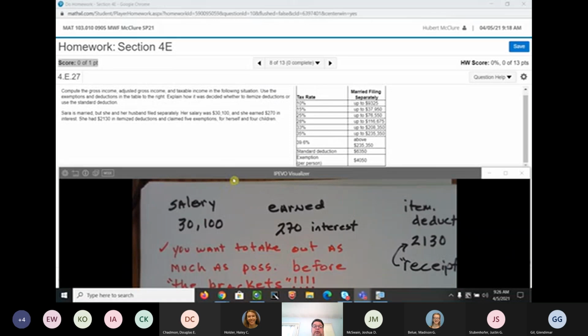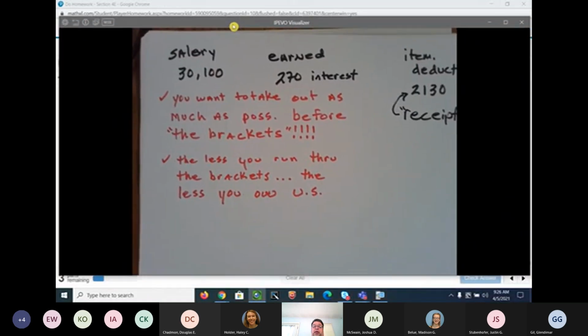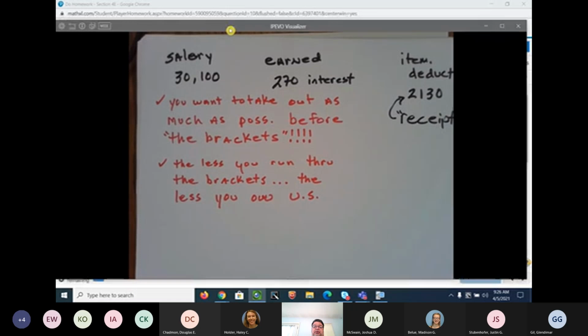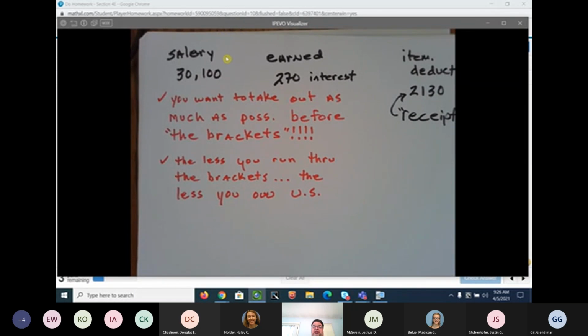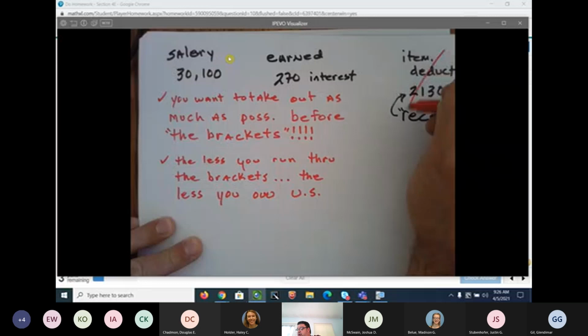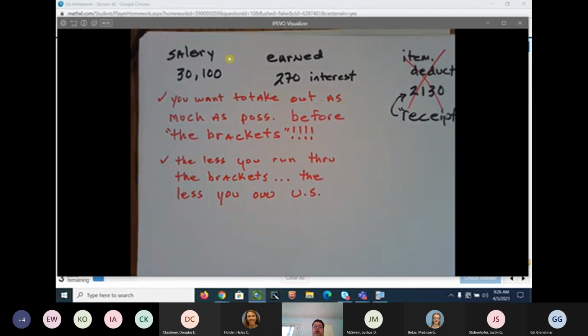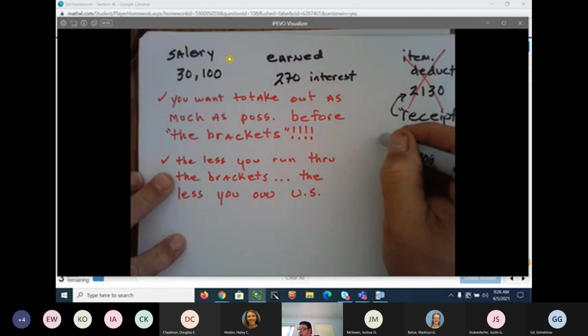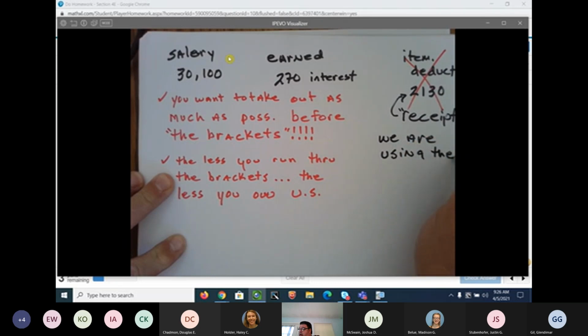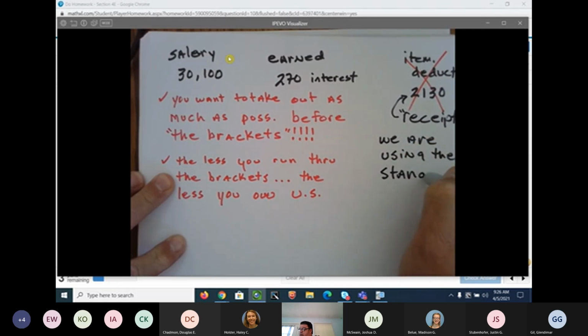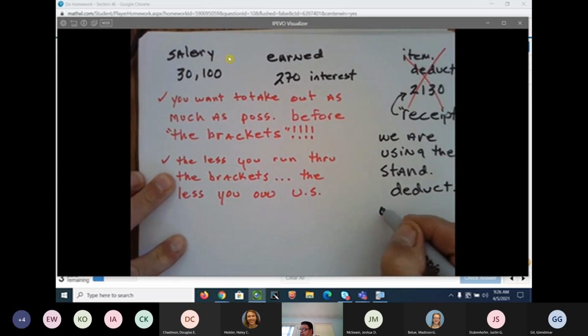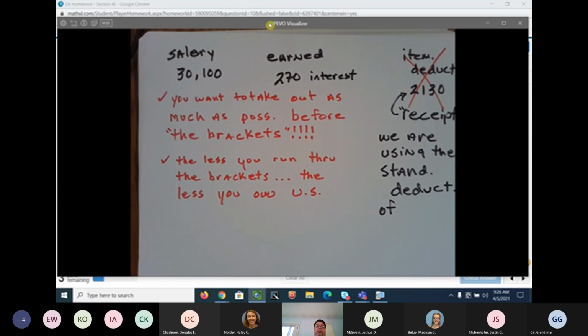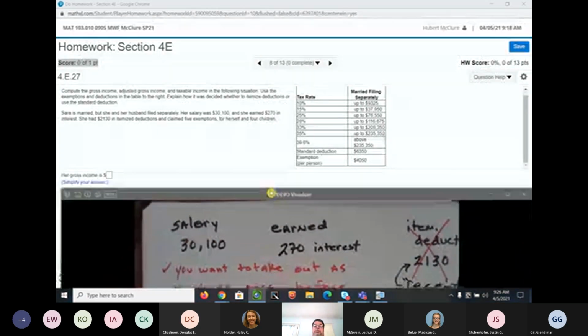Okay, so if you're talking about money before the brackets, you want to take out as much as possible. So in this case, we're not going to go with the itemized deduction. We're not going to go with our receipts. We're going to go with the standard deduction of, I think it was 6350, but let's move it down and see. 6350.